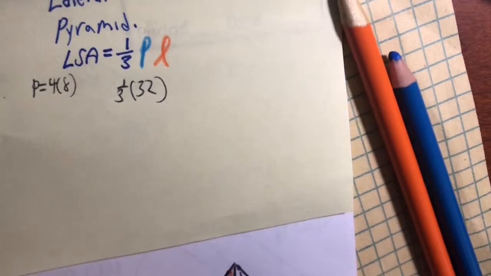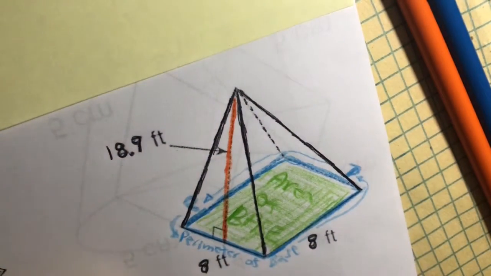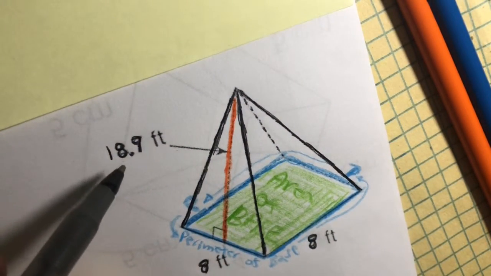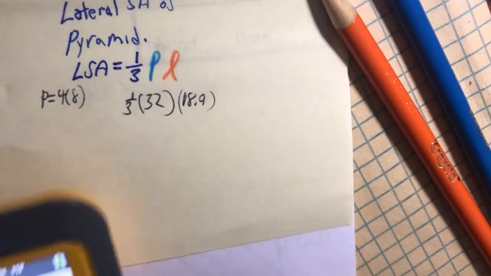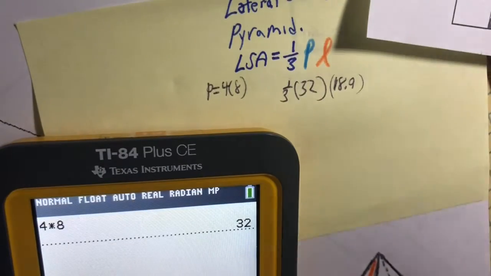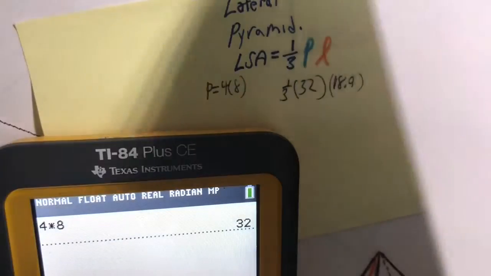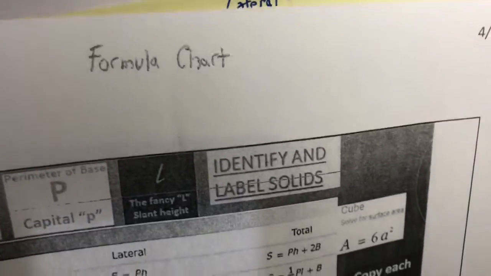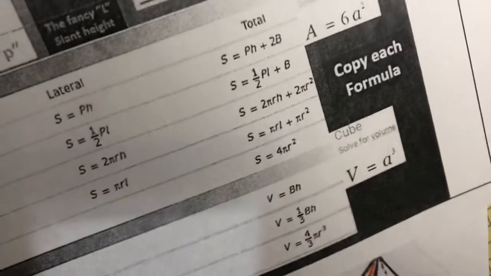And then I'm going to multiply that by the slant height. In this problem, the slant height is 18.9 feet. So that's 18.9. And I put that into the calculator. There's a lot of different ways you can do that. In case you're wondering, I got the formula from the formula chart.